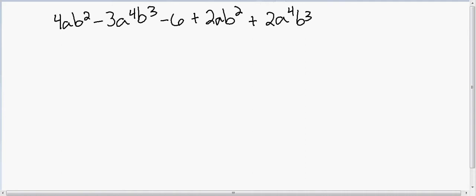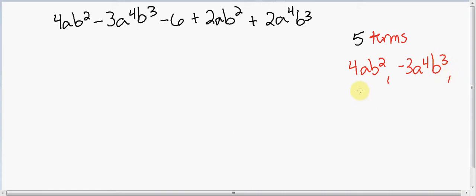Alright, so here I have another variable expression. In this one I have 1, 2, 3, 4, 5 terms. If I wanted to list my terms, I would have 4ab squared, negative 3a to the fourth b to the third, negative 6 is a term, 2ab squared is a term, and 2a to the fourth b cubed is the last term.